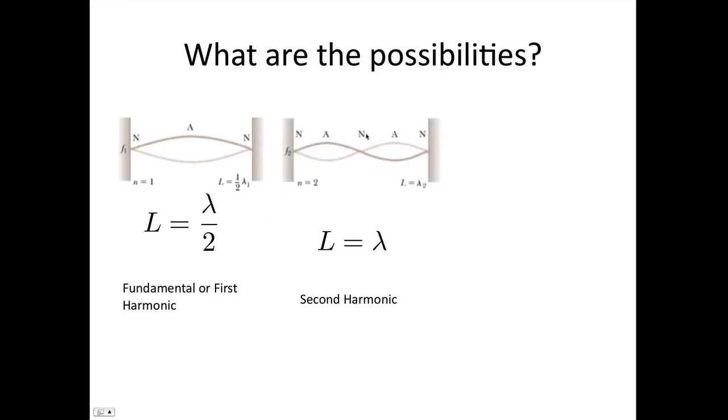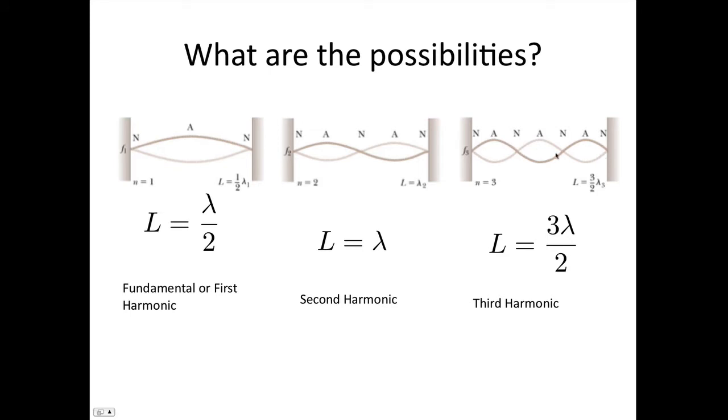Now, it would also be possible to set the string oscillating in a manner such as this, where we've got a node in the middle of the string, in which case we've got two half wavelengths here, so the length of the string in this case is equal to the wavelength. This pattern is referred to as the second harmonic.